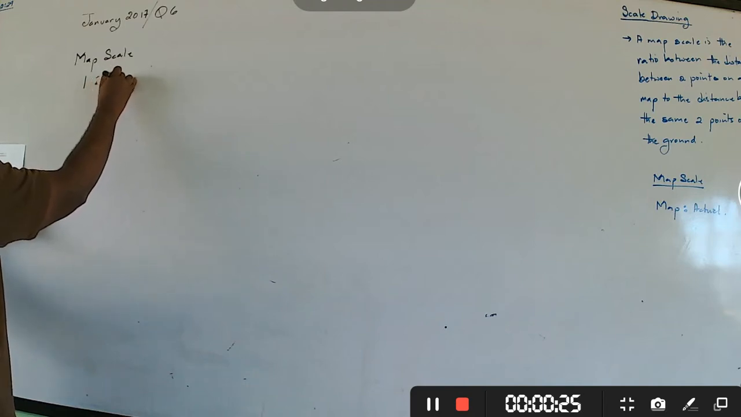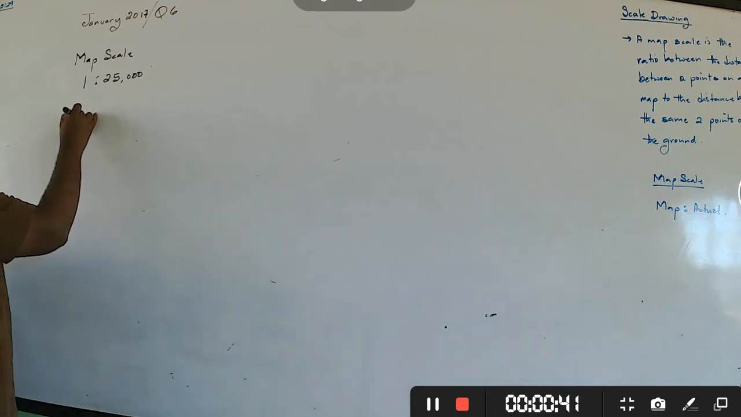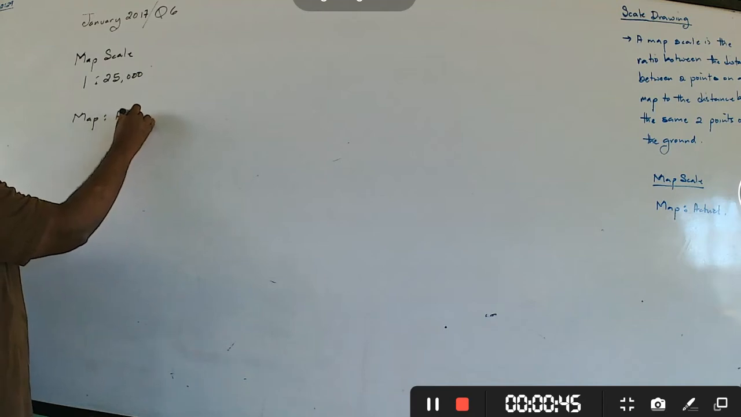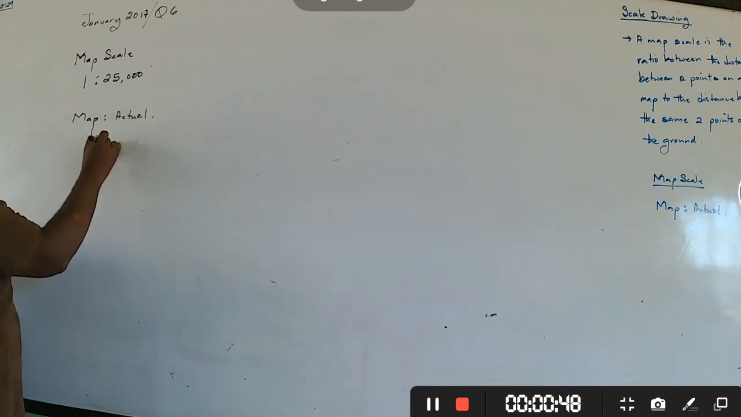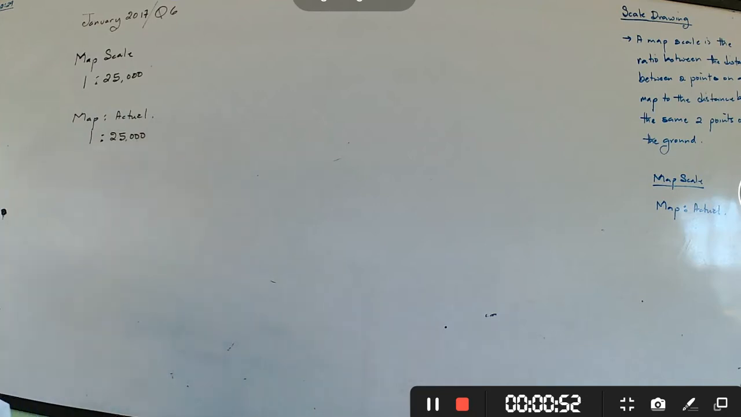Yes, 1 to 25,000. Now, I told you that a map scale is a ratio between the distance between 2 points on a map to the what? Corresponding 2 points on the ground. So, map scale, you have map, and you have actual. So, 1 to 25,000. So, all this is simply saying 1 unit on the map is actually equal to what?